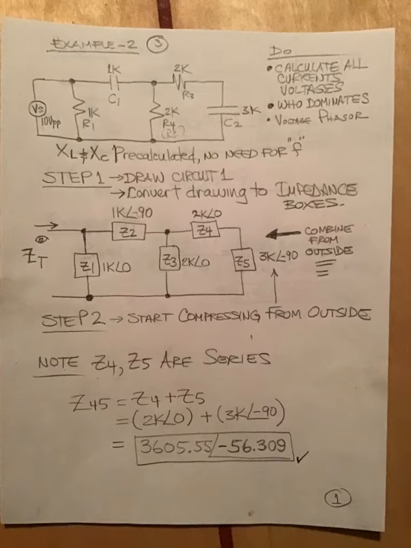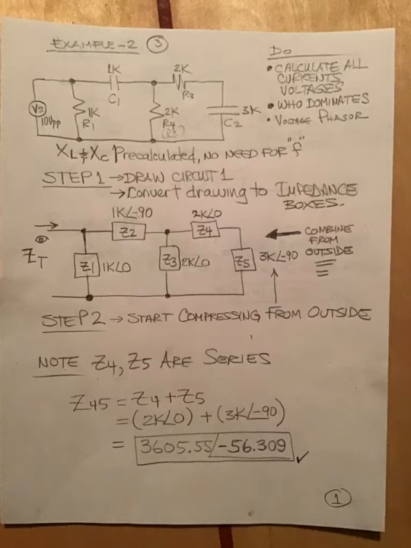So I want you to take a look at this circuit. It's big, and there's no way to tell who dominates. There's no need for frequency because all the values that I've given you are frequency free. In other words, I've already computed that the two capacitors are 1K and 2K, or 1K and 3K.